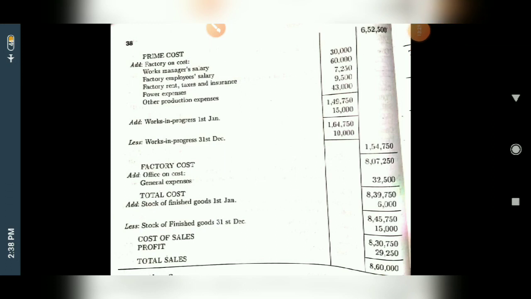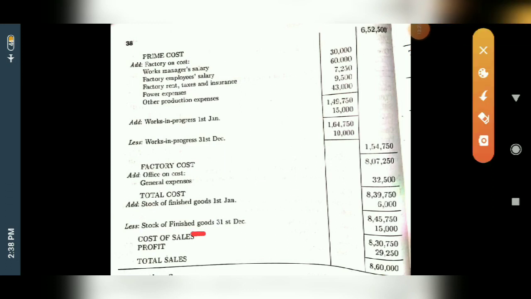Then to get cost of sales, isn't it? To get this cost of sales, you have to sum up all the office related expenses. So if there are any office expenses, you have to take them, and you will get the total amount. And now you have to see the opening stock and closing stock of finished goods. So opening stock of finished goods is to be added, then closing stock of finished goods is to be deducted. Then you will get one amount, that is cost of sales.